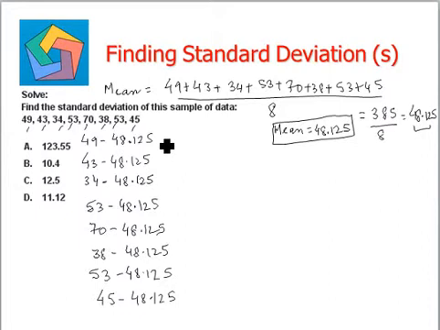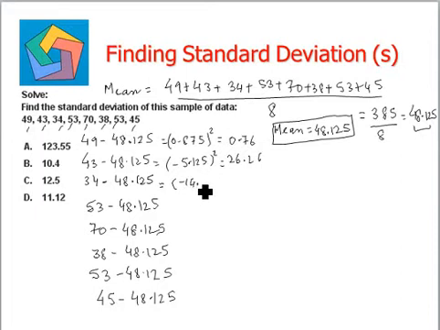The first will give us 0.875. Then we square the difference, and this is 0.76. Now the second gives us negative 5.125. Square it, it becomes positive 26.26. This is again negative 14.125. Squaring it will give us 199.52. All these values we'll find out with the help of the calculator.